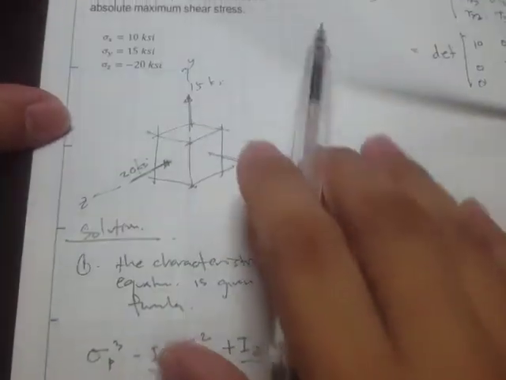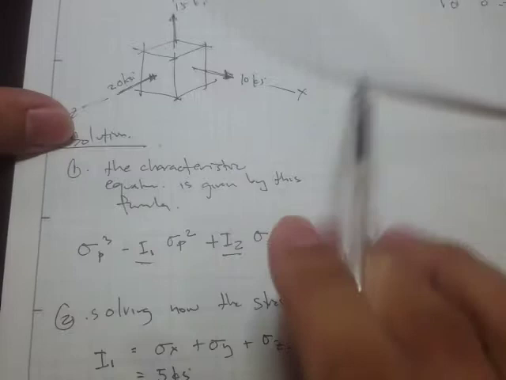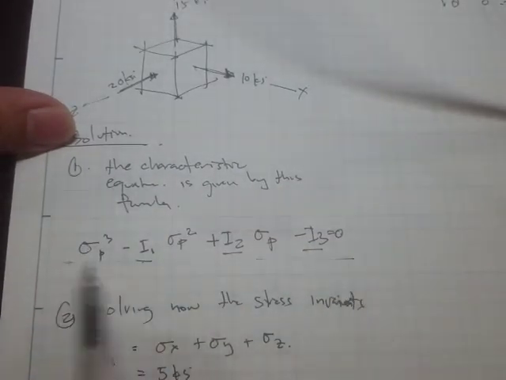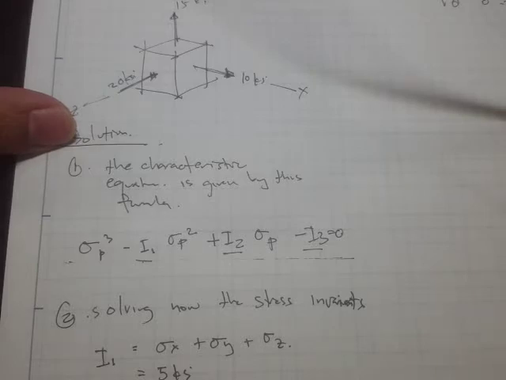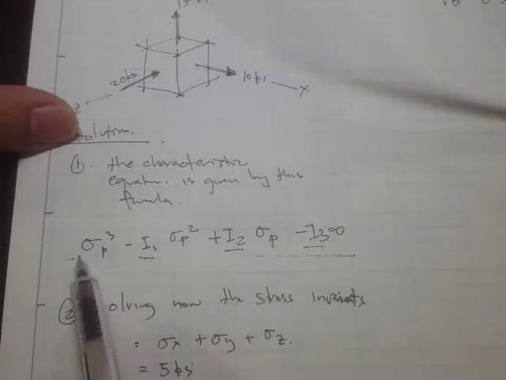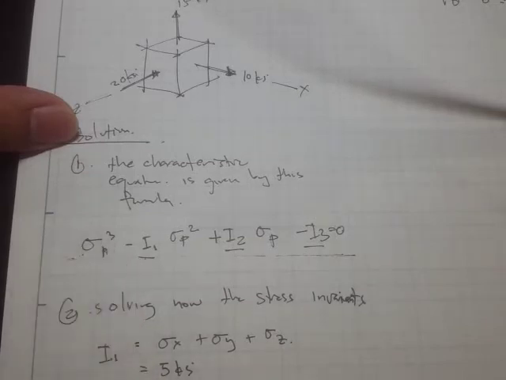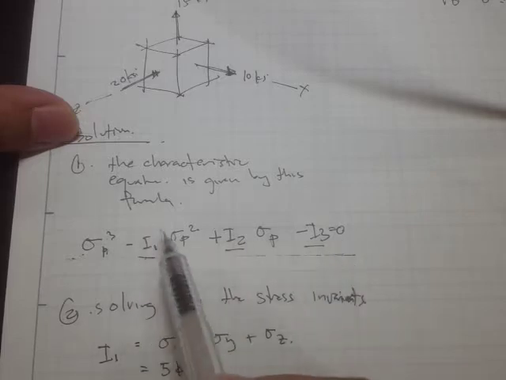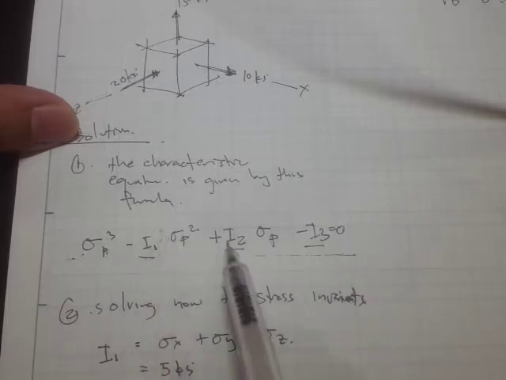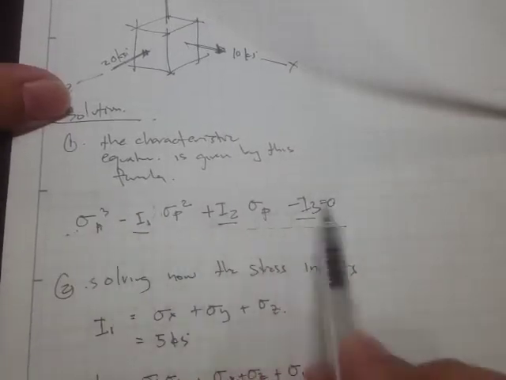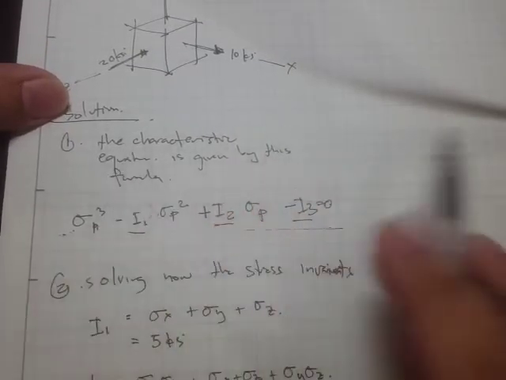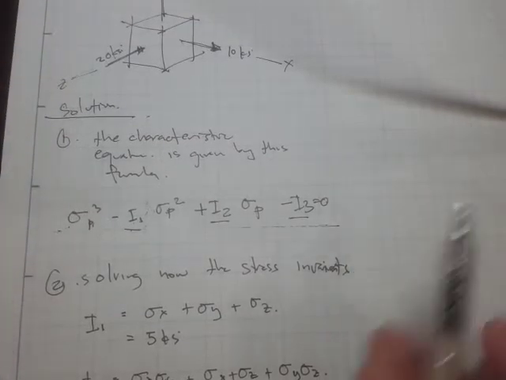Okay, so just to review, this is our 3D state of stress, and the characteristic equation is this. When I say characteristic equation, that's where we are going to obtain the values of the principal stresses sigma 1, sigma 2, and sigma 3. This is a cubic equation, so we are going to have three roots, and those three roots correspond to sigma 1, sigma 2, and sigma 3. But we need to solve for this I sub 1, I sub 2, and I sub 3. These are constants, and these are the stress invariants, and we need to solve for them.